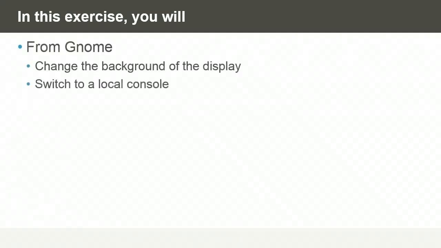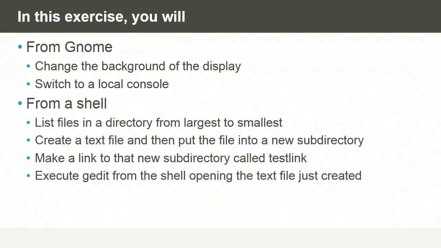In this exercise, you'll be working both on the graphical side of Linux as well as from the shell. From within the GNOME environment, we'll be changing the background of the display and switching to a different local console. From the shell, we'll be listing files in a directory from largest to smallest, creating a text file and then putting that file into a new subdirectory.